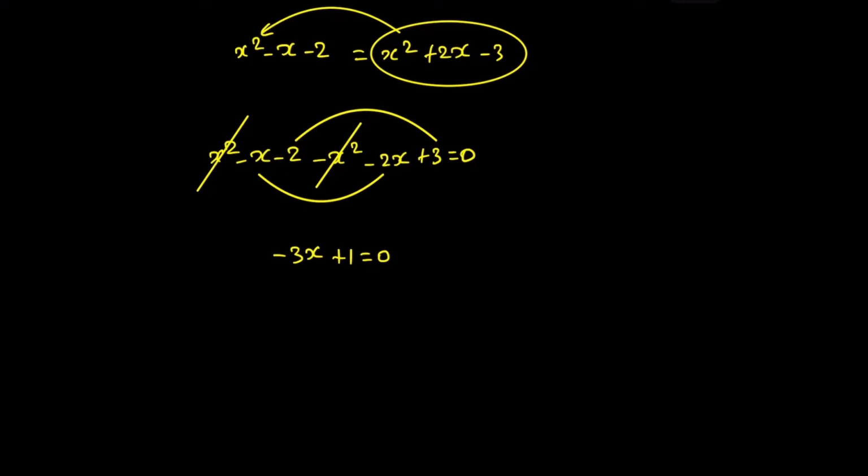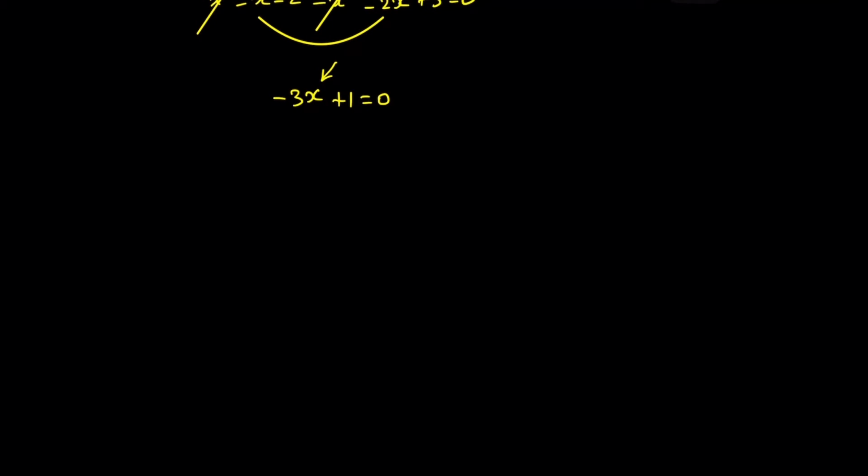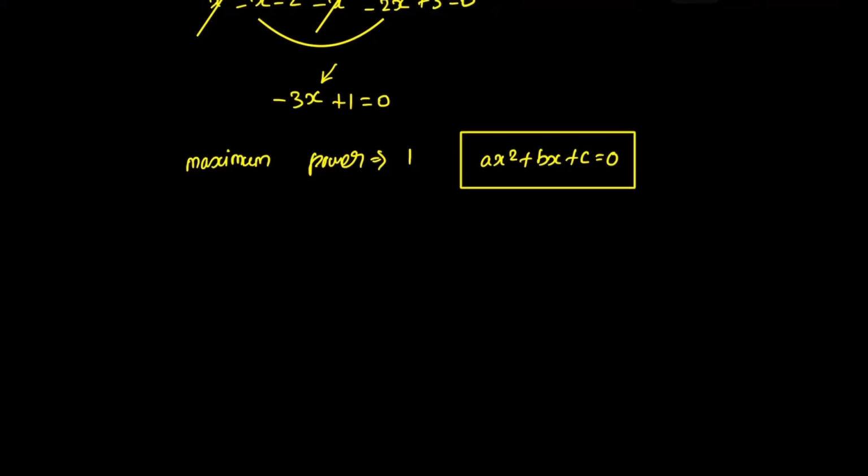So just compare this part. The maximum power is just 1 only. So we cannot write it in the form ax² + bx + c = 0, and this is not a quadratic equation. This part is a linear equation only.